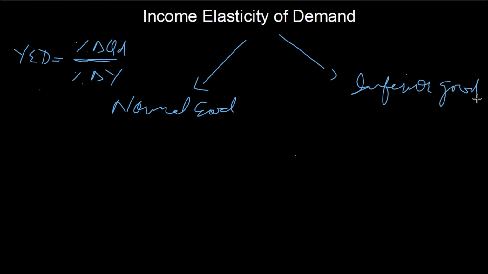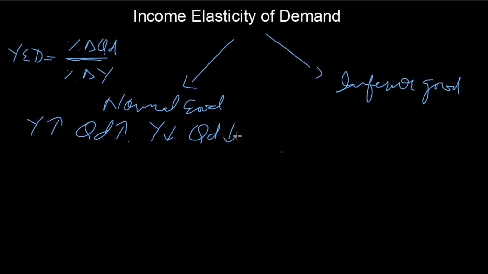Normal goods are those which are positively related to the level of income. If income increases, quantity demand for normal good will rise, and if income falls, quantity demand for normal good will also fall. Normal goods are good quality products, so whenever income increases, it increases purchasing power of consumers, so they purchase greater quantity of normal goods. And whenever there is a fall in income, it reduces purchasing power of consumers, so they purchase lesser quantity of normal good.